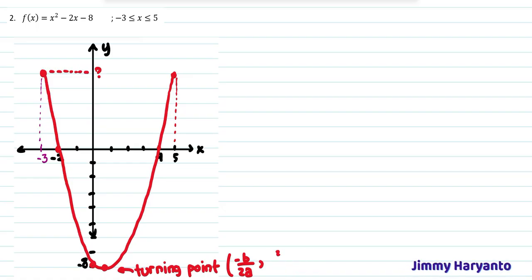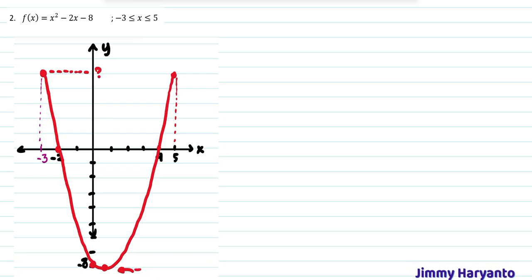But in this question I will tell you the values instead. So this is 1, and the value of y is negative 9. So this one is negative 9. The lowest point in this question is negative 9. And then because the x is limited from negative 3 until 5, that means we have the highest point. For the highest point, we have to calculate it first.